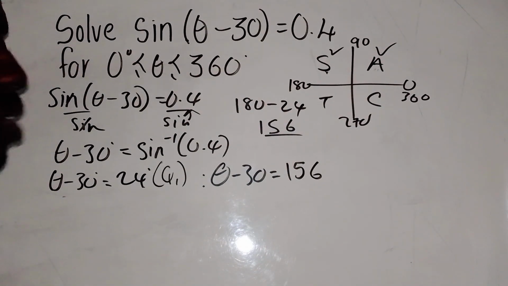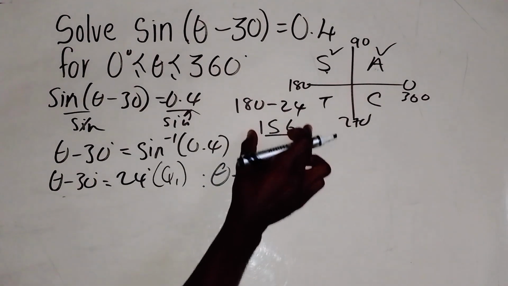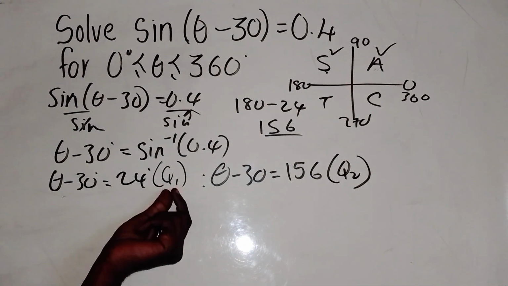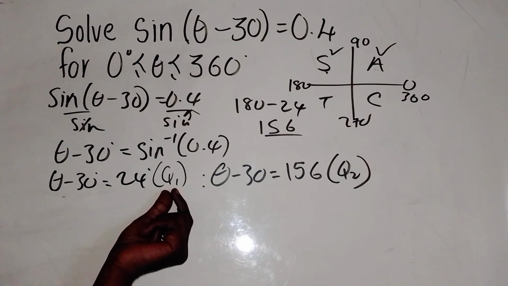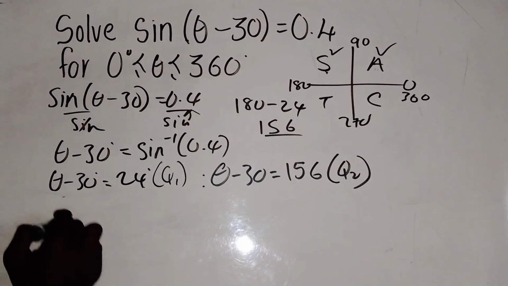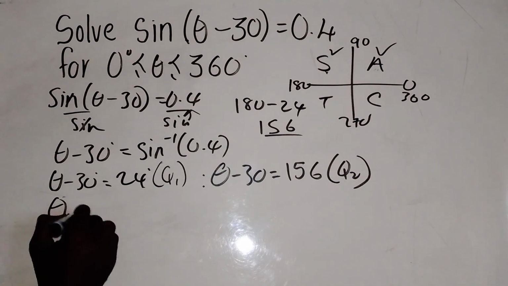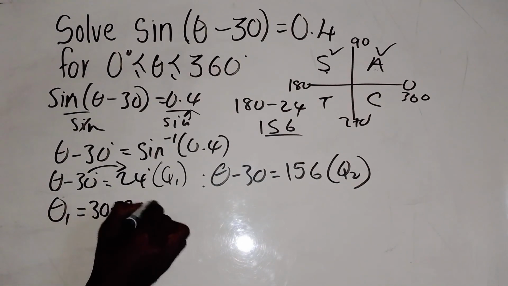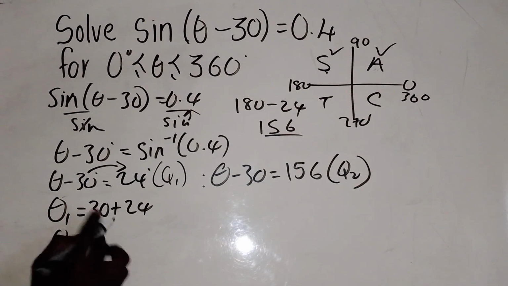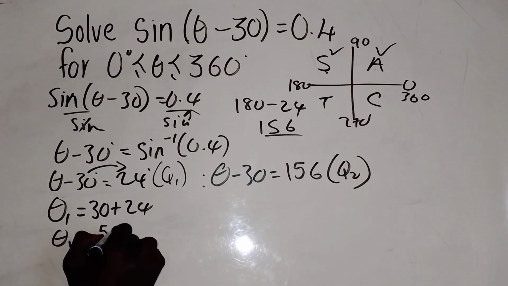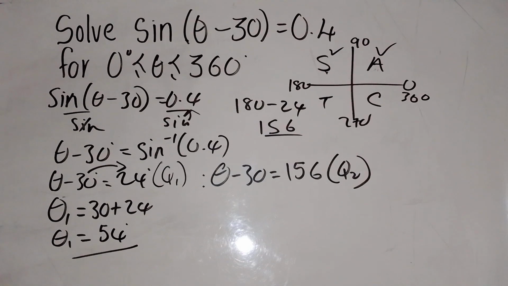So you have seen? Now there are two things here. There is this one, the angle in the second quadrant, and the angle in the first quadrant. So now we continue because of this equation and that equation. So theta, which represents the angle in the first quadrant, is equal to, this negative 30 is supposed to come there, so it is now 30 plus 24. Once we add, 30 plus 24 gives 54. So here it will be 54 degree, which is the first angle.